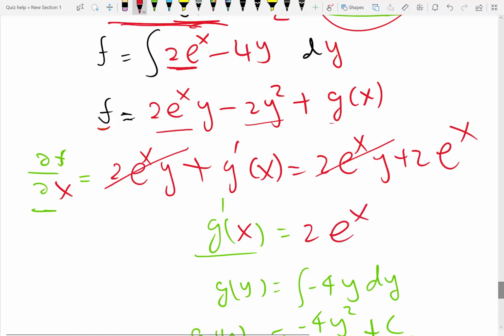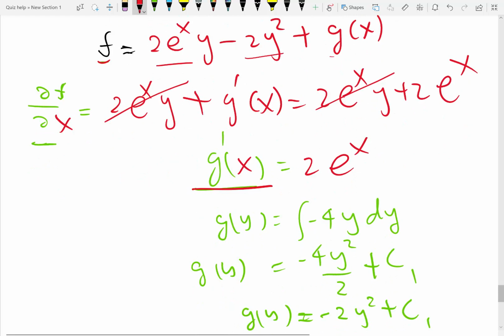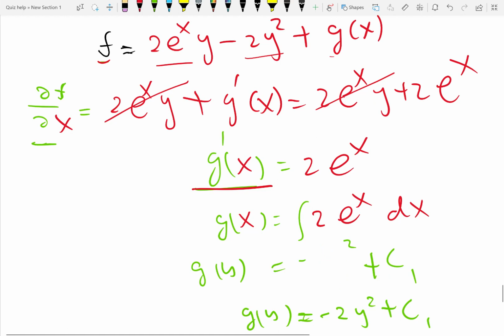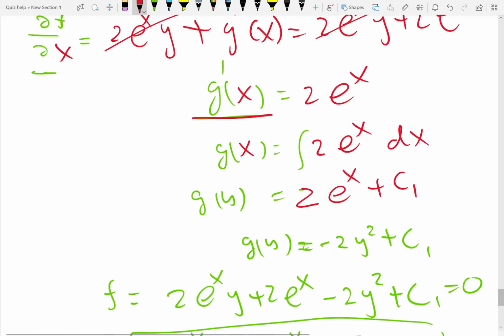So we know the derivative of g with respect to x. To get g, we have to integrate 2e^x. If you integrate 2e^x with respect to x, what should you get? 2e^x again, plus c1. Now c1 is a constant, really just a constant. So that is g. All right, so what is our final answer?